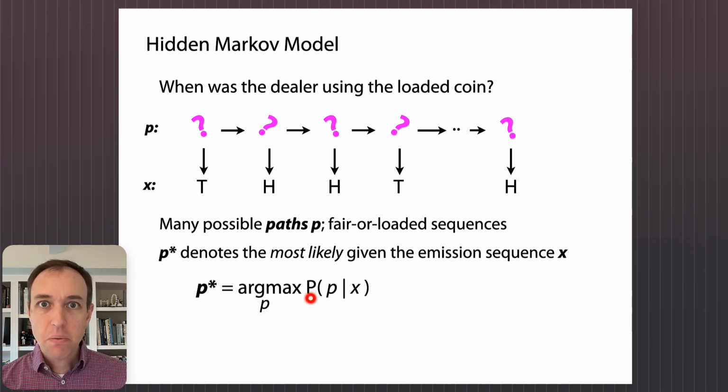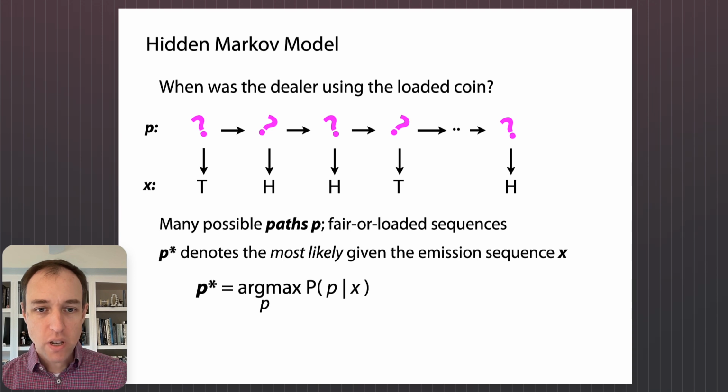And then this is the probability of something that is free, right? The path is not known to us. We're trying to optimize for it. It's our optimization variable. But given something that we do know, right? This is just the emission string. This is given, this is known. So of all possible paths, which is the one that maximizes the probability of the path given the emission?